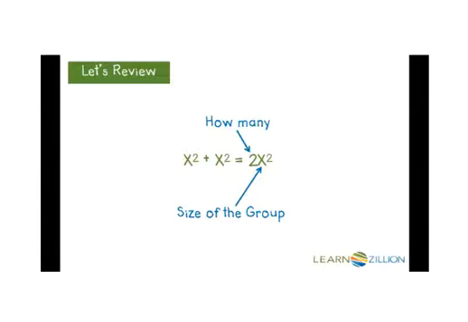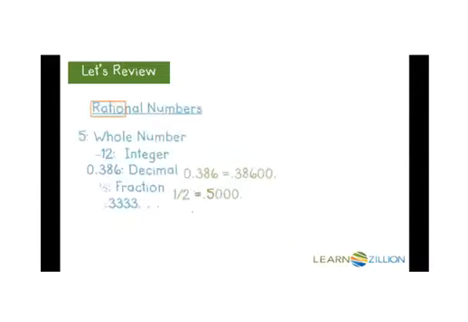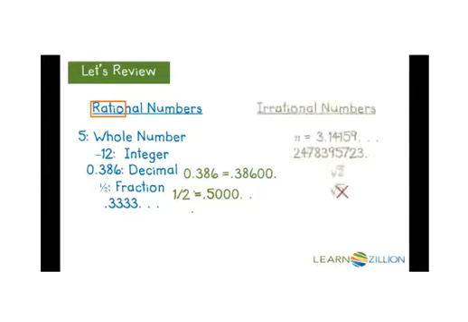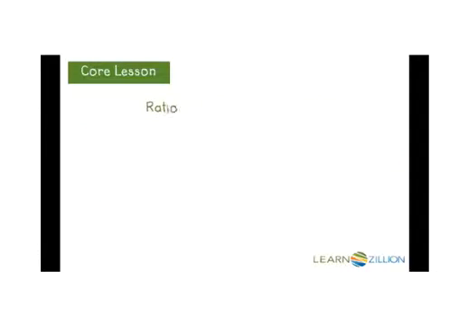A coefficient tells you the total number of groups or parts that you have. In this case, this represents 2 squares. Rational numbers are those that can be written as ratios of integers. They can be easily identified if they can be written with repeating decimals. Irrational numbers cannot be written as ratios of integers and cannot be written with repeating decimals.